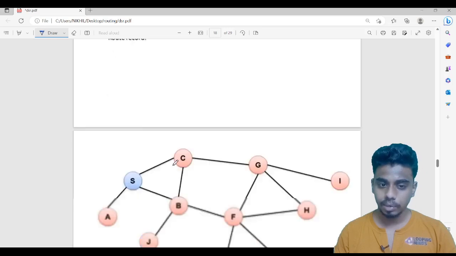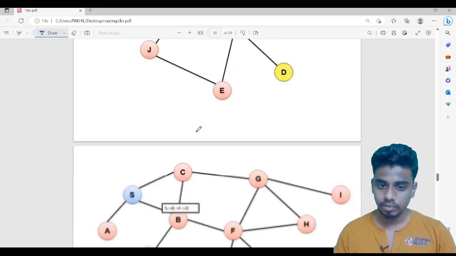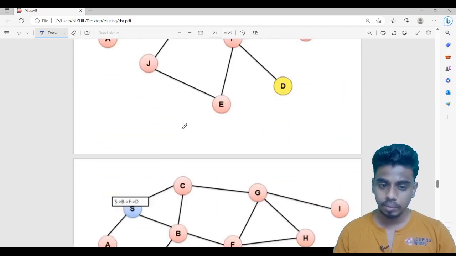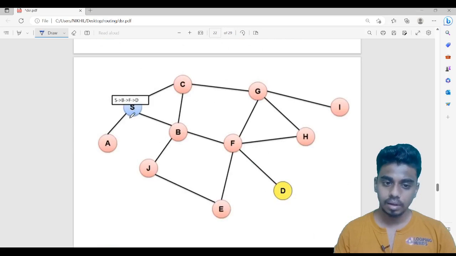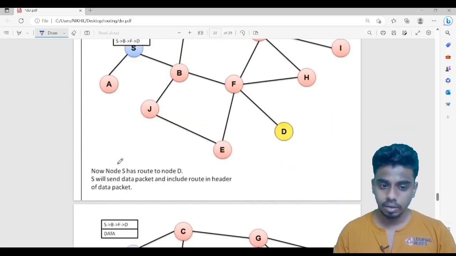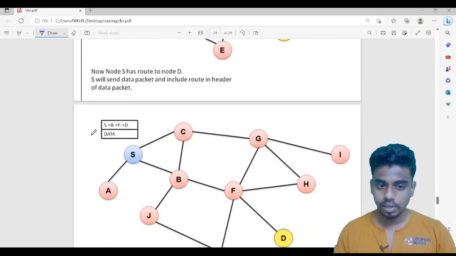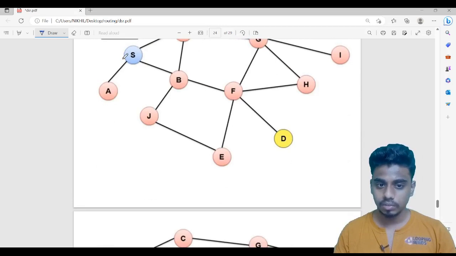This is the reply packet. Now this is the path, it will be forwarded to F. Now again this will be forwarded to B, then this will be forwarded to S. After this, node S has the route to D. Yes, this is having the route. S will create the data packet. S will send this packet in this route. So this is the data packet created by S. Now this will be sent to B, then F, then D.